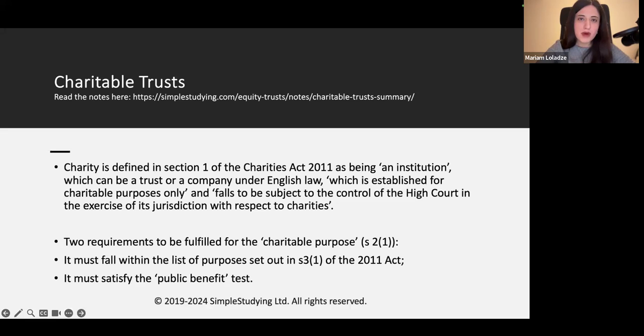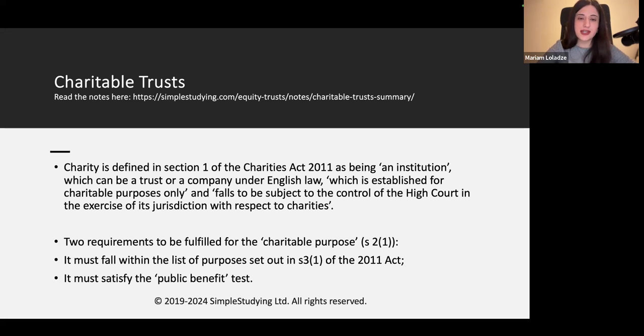Charitable trust, also one of the most common topics that come up on equity exams. And very easy one to answer because there is an established structure that you can follow and it's hard to get it wrong.